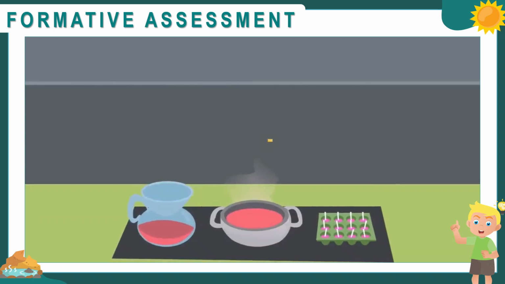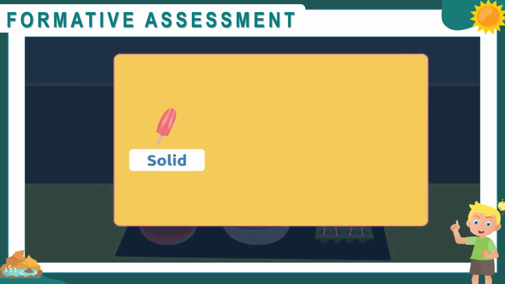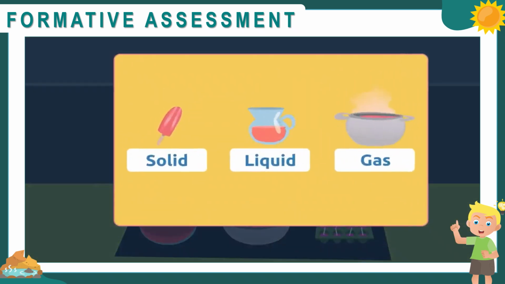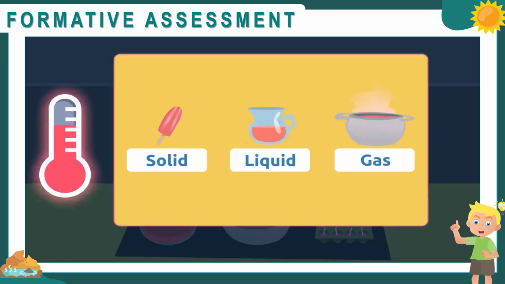You already know that matter exists in 3 states: solid, liquid, and gas. A change in state happens when we heat or cool matter. If we heat solid matter, it becomes a liquid. We call this process fusion. If we heat liquid matter, it becomes a gas. We call this process vaporization.